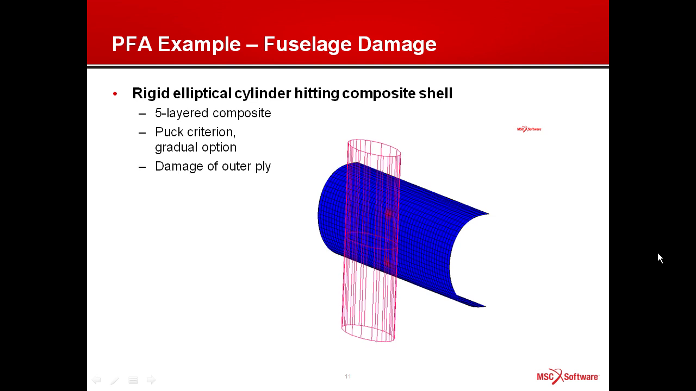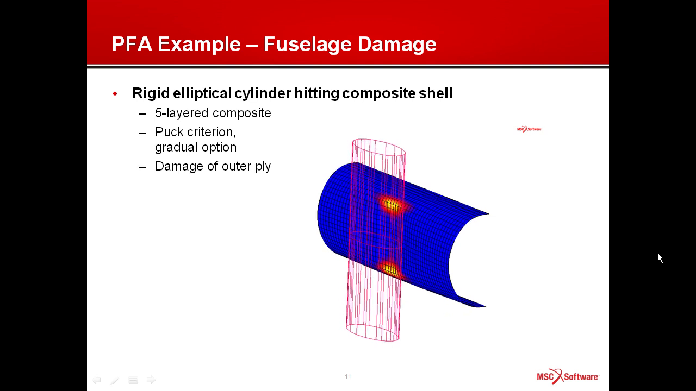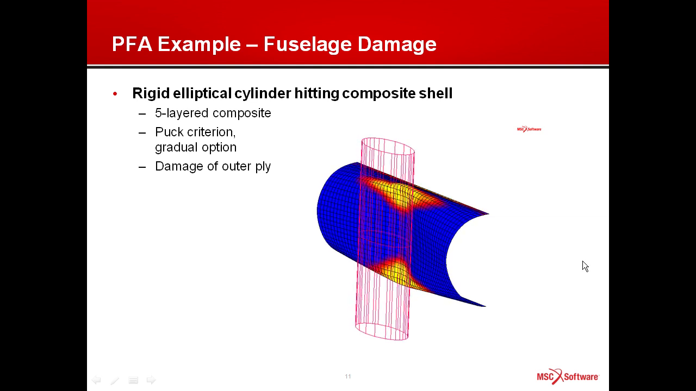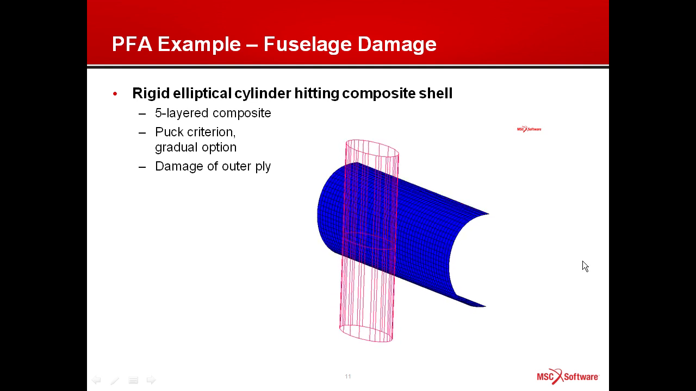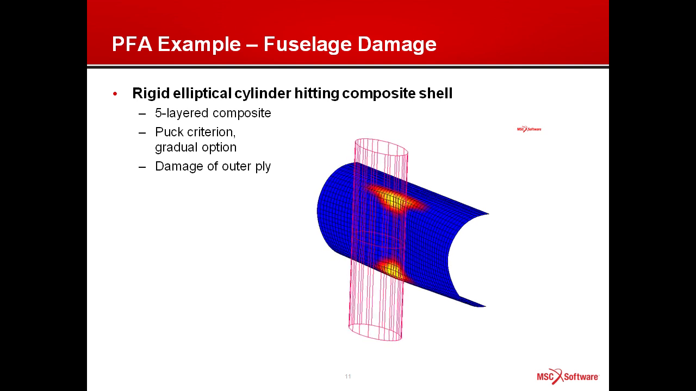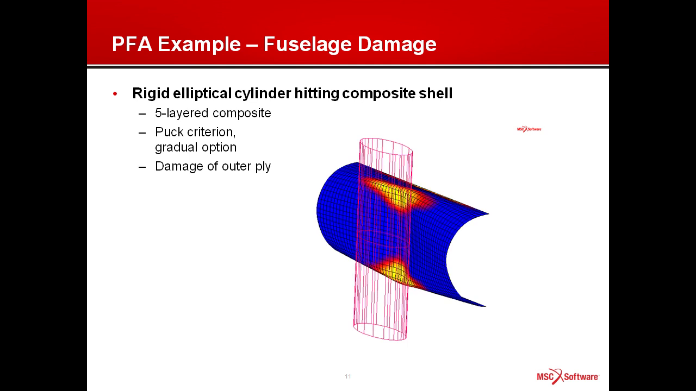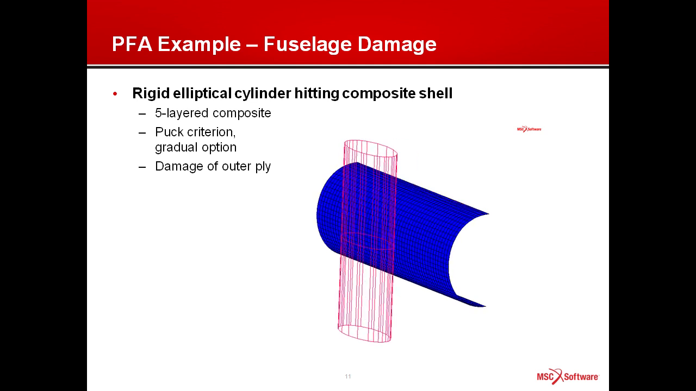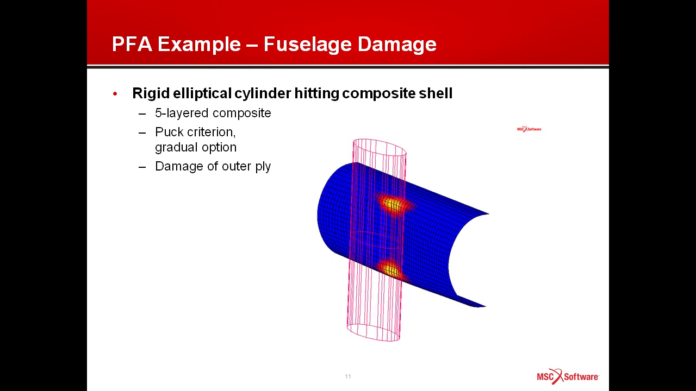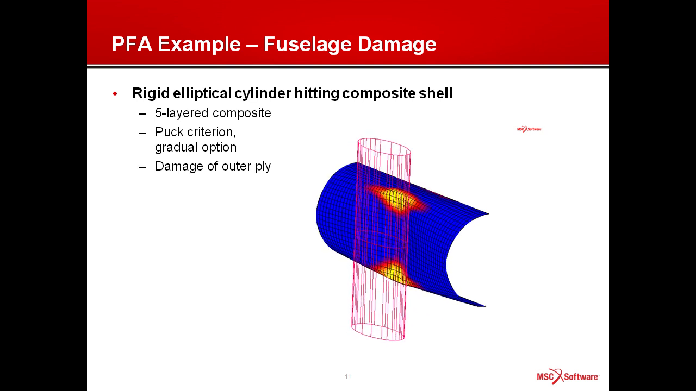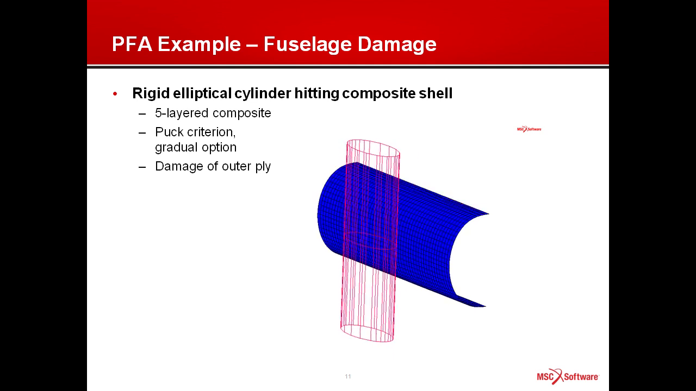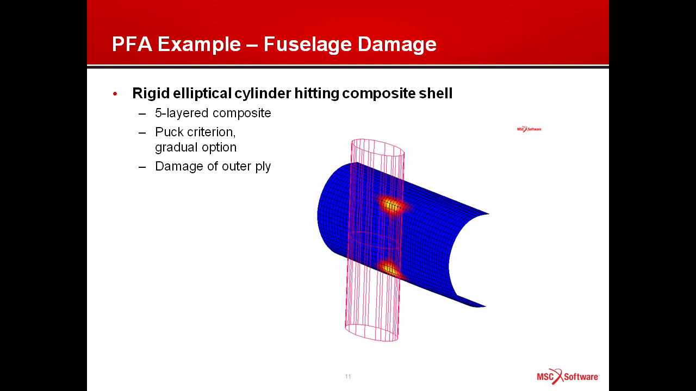Here's another example. This is an example of a shell model. It's modeling a composite fuselage. And when the fuselage is under loading, you can see the damage starts out in the middle and it starts to spread progressively. And the colors you're seeing, red is the initiation of the damage, and yellow means the failure index has reached 1. So you can see the failure is progressively moving throughout the structure. And we're plotting the failure index of the outer ply only in this case.